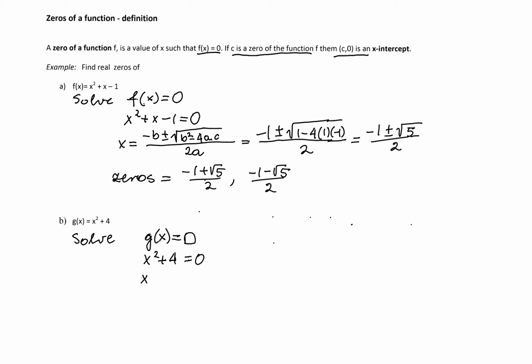This is again a quadratic equation. We can subtract 4 from both sides to get x squared equals negative 4. Now if you look at this equation, on the left-hand side we have a number that is always non-negative. On the right-hand side we have a number that is negative. Those two cannot be equal, and therefore there is no solution for this equation, and consequently there are no real zeros.